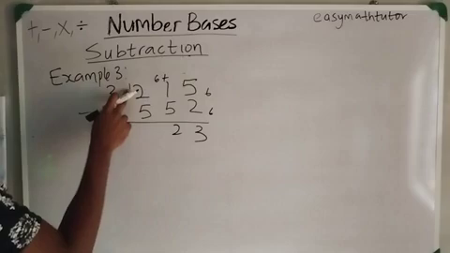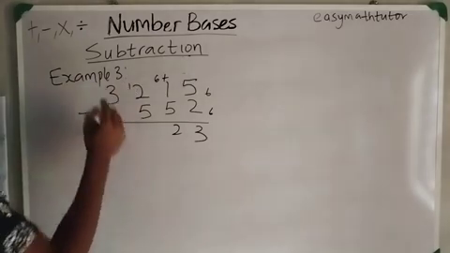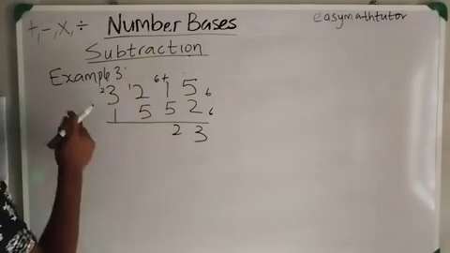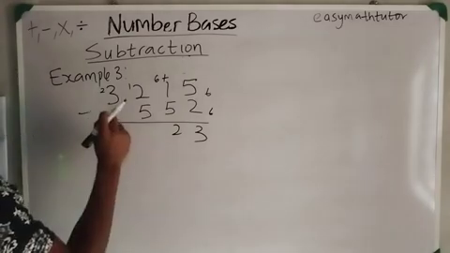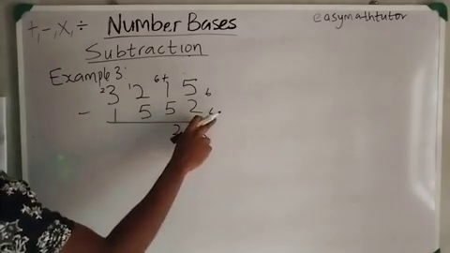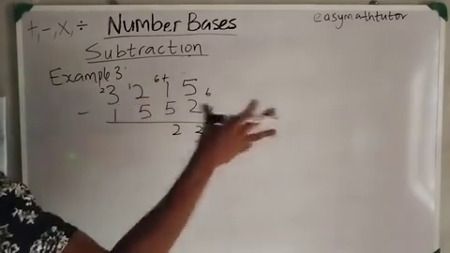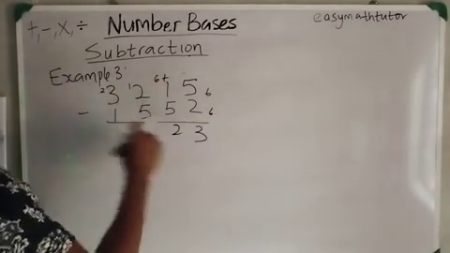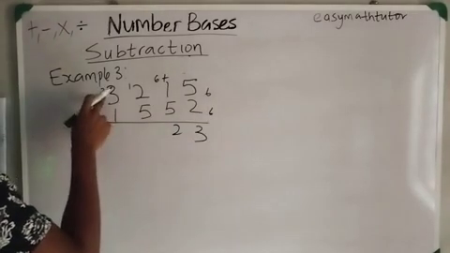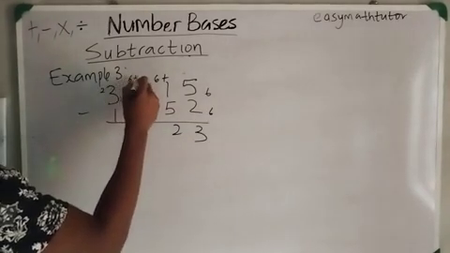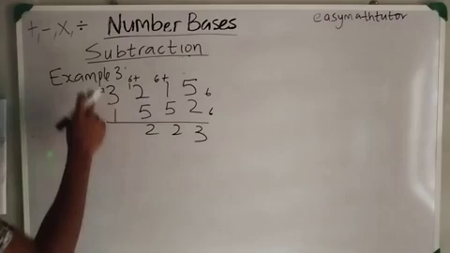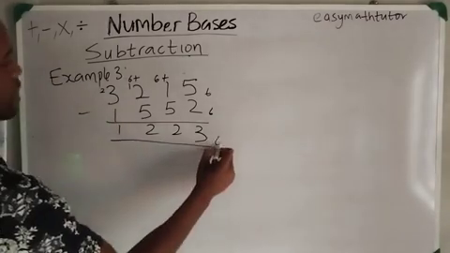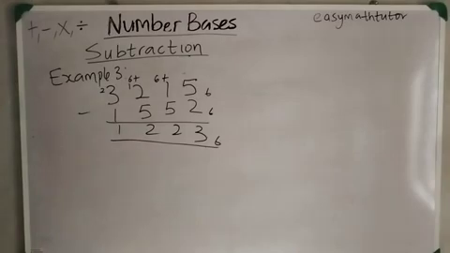We are left with just 1 here. And 1 minus 5 cannot go. We have to borrow 1 from the 3, which becomes 2. This is the same regular subtraction we are used to. The only difference is that whenever you borrow, that one you borrowed becomes the base. Since we always work in base 10, that's why anytime we borrow 1, we call it 10. But we are working in base 6 now. So we've borrowed 1 from here, and that one is going to be 6. So 6 plus this 1 is 7, minus 5 is 2. And then 2 minus 1 is 1. So the answer is 1,223 in base 6.